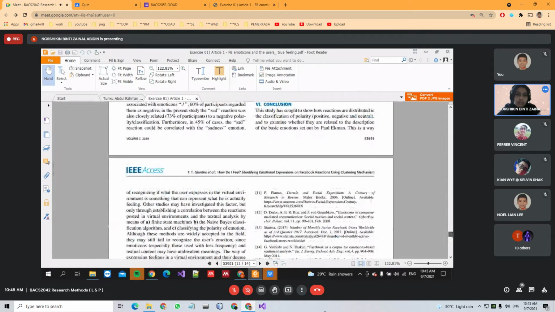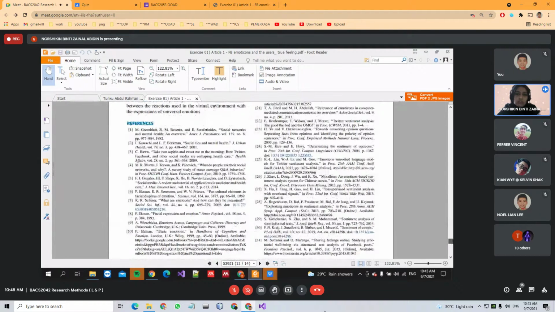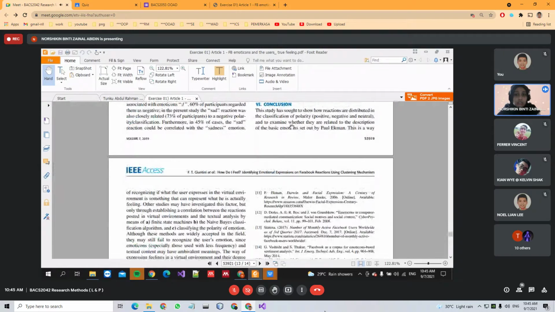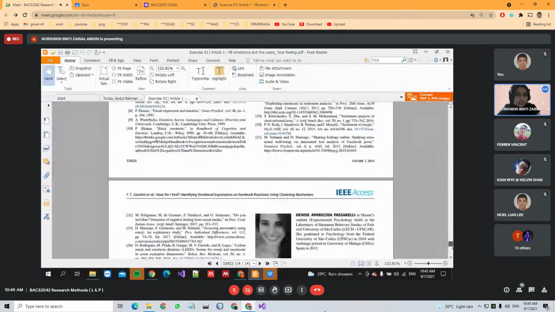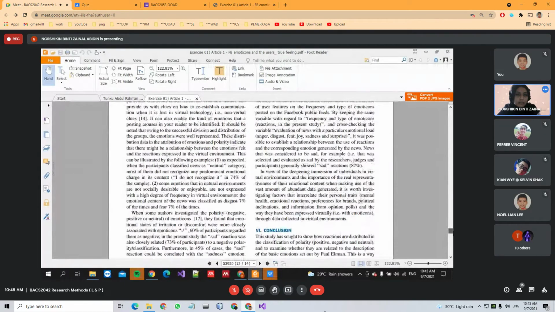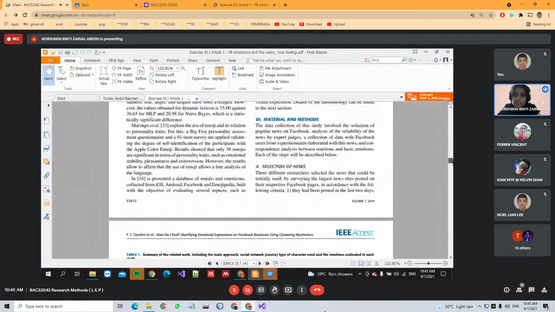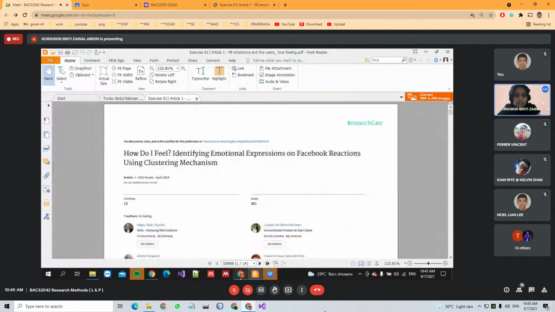And then they have the conclusion. Conclusion is where you conclude back everything. It's like a normal conclusion, you conclude everything for your research, and then you have the reference part. So basically that's an article.